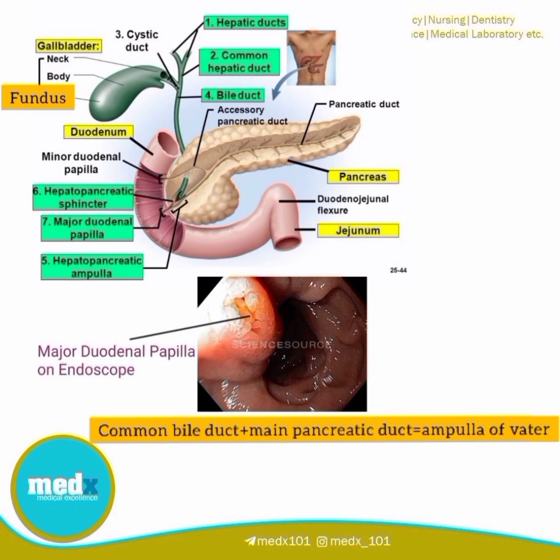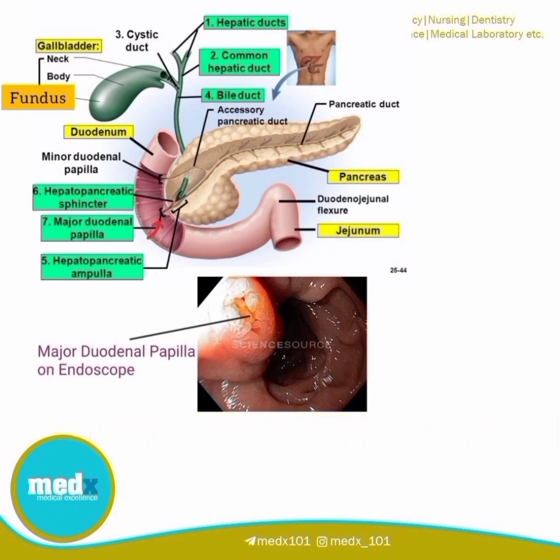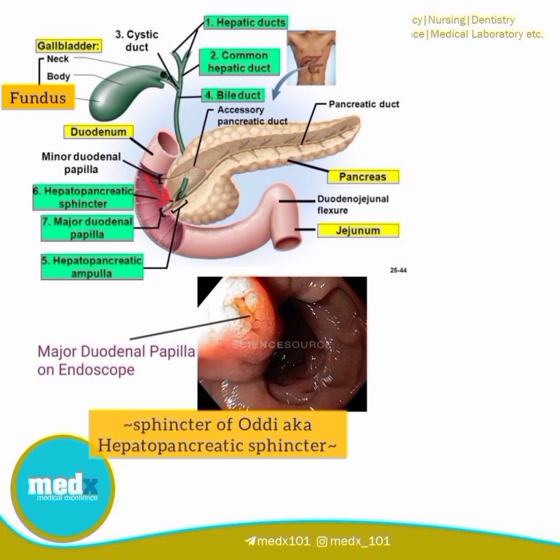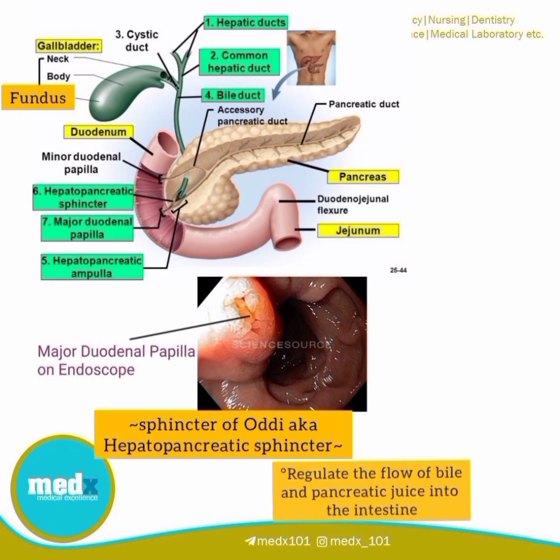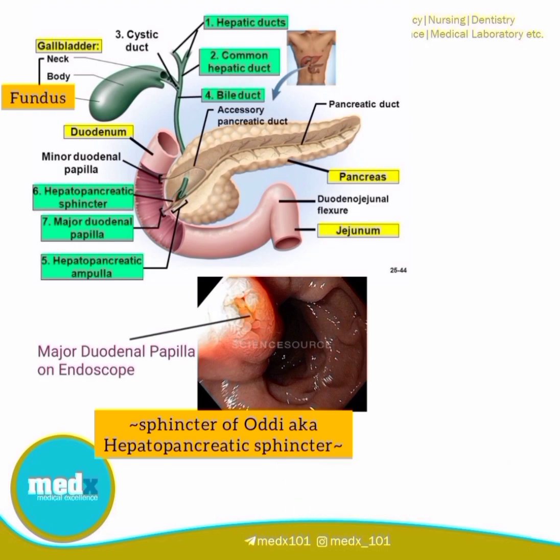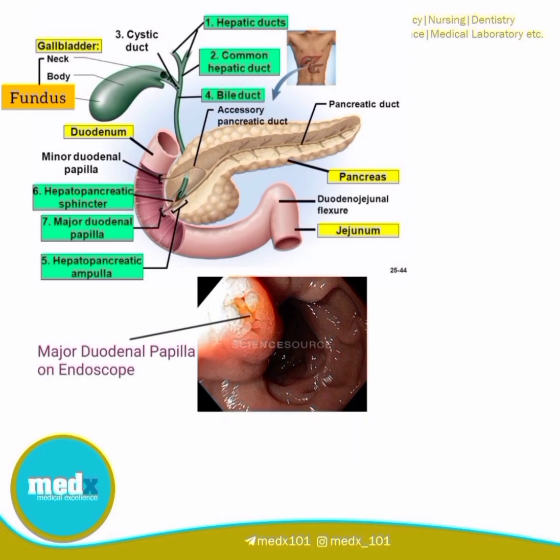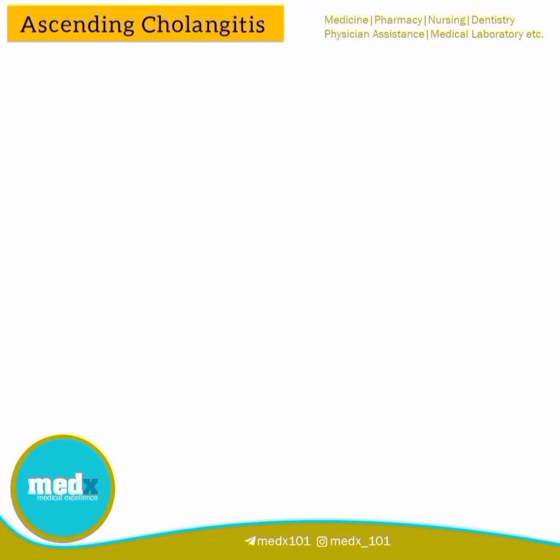This ampulla opens into the major duodenal papilla, into the second part of the duodenum, and between the ampulla and the duodenum there is the sphincter of smooth muscle, which is known as the sphincter of Oddi, and its function is to regulate the flow of bile and pancreatic juice into the intestine. So it's a valve that opens and closes. Normally it's closed, but it opens in response to a meal so that bile and pancreatic juice can enter the duodenum and mix with the food for digestion.